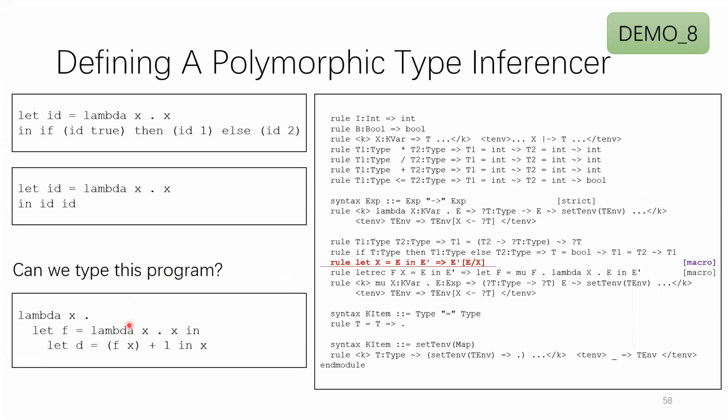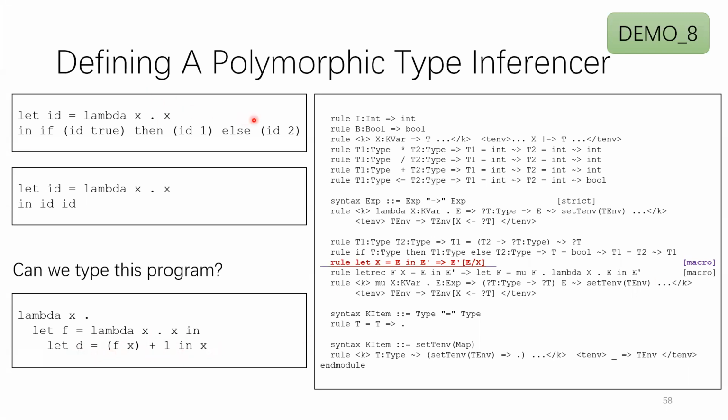Let's look at the last problem here. Can we type this program using this polymorphic type inferencer? So this is a lambda x, and then let f be the identity function in let d be f applied to x plus 1. And this is important, right? So we know that the type of d must be an integer in x.